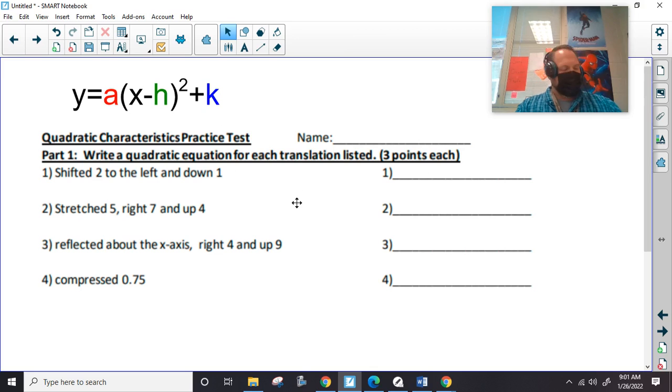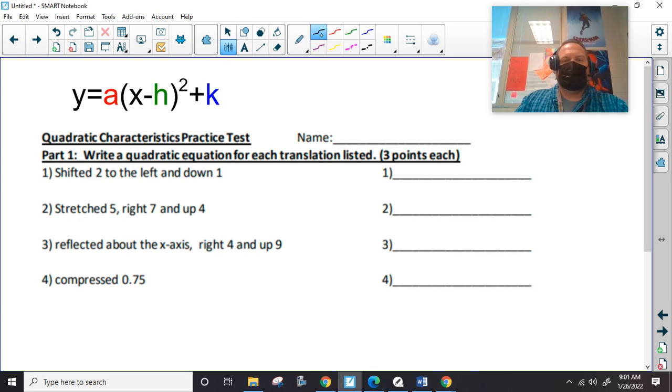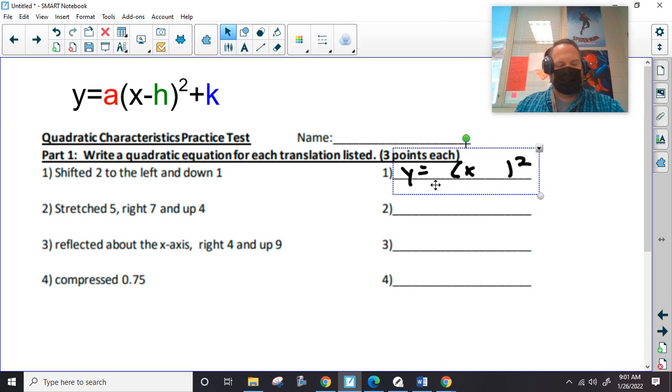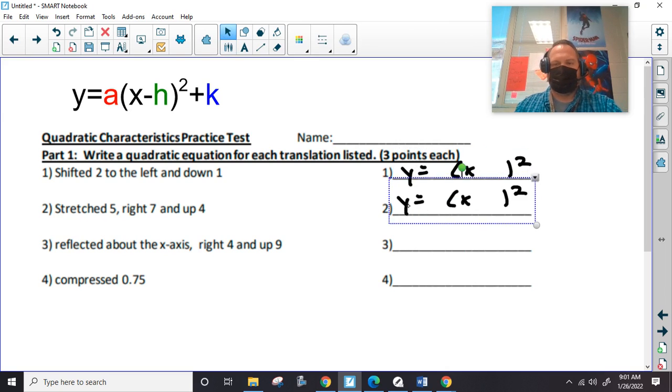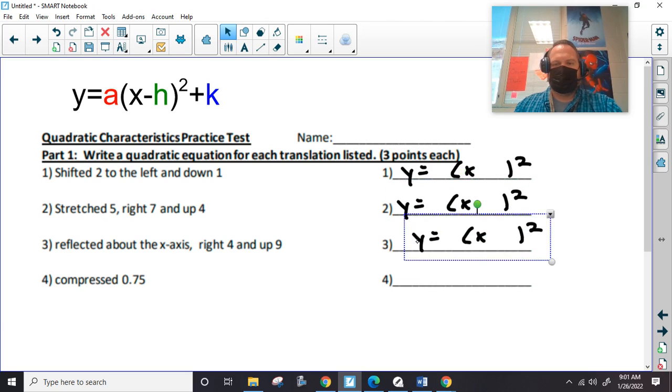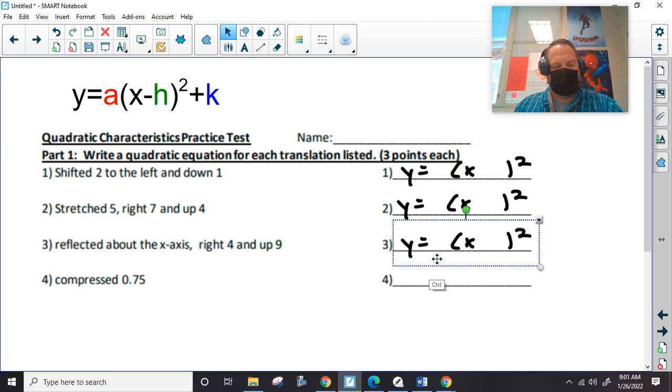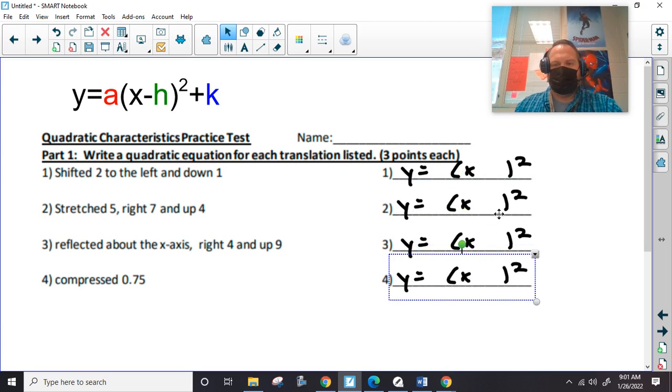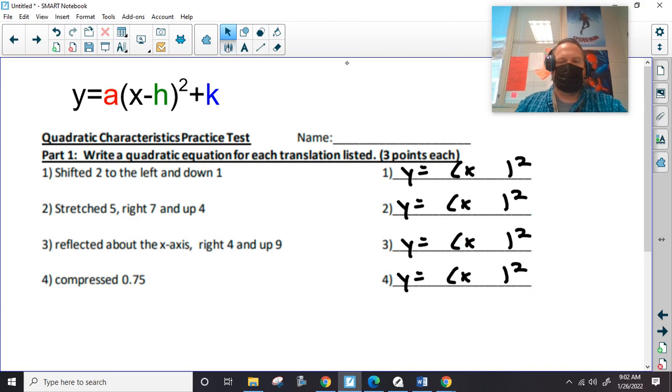So I've got it color coded like this because this is the way we learn it in this class. All right. So we're going to have a y equals parenthesis x something right there and squared. So I want to cheat and digitally copy this.